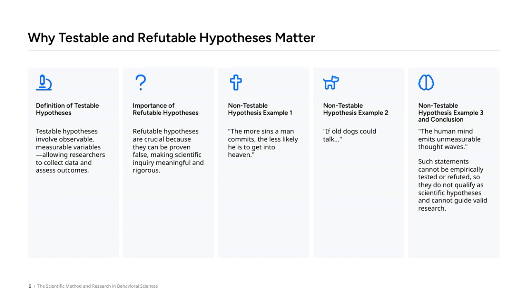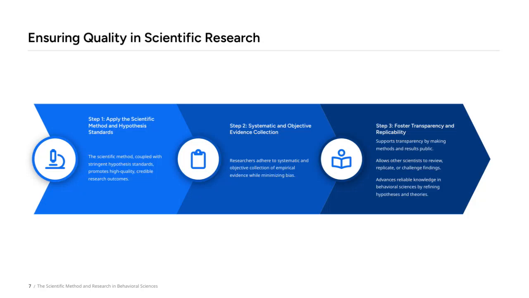To ensure quality in scientific research, we start by applying the scientific method along with strict hypothesis standards. This combination is essential because it helps produce research that is both credible and of high quality. Next, researchers focus on collecting evidence systematically and objectively.